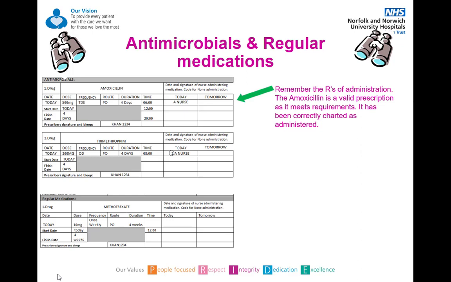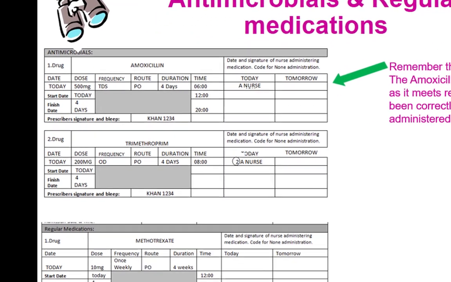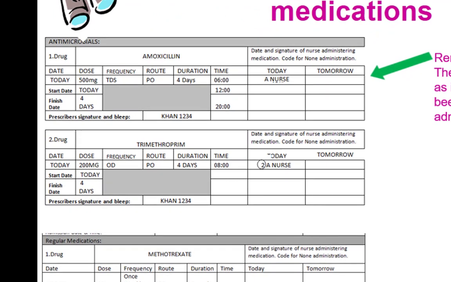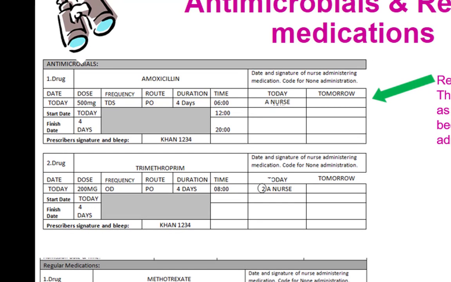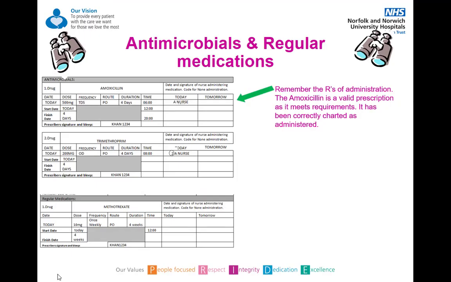So if we look at this amoxicillin prescription, we have amoxicillin, start date is today, the dose is 500 milligrams, the frequency is TDS, so 3 times daily, its route is per oral, its duration is 4 days, and its finish date is in 4 days. It's got a prescriber's signature and bleep number, so therefore it's a valid prescription and meets the requirements, and it's been correctly charted and administered. And you'd be expected to read that prescription out as I've just demonstrated there in your implementation station.